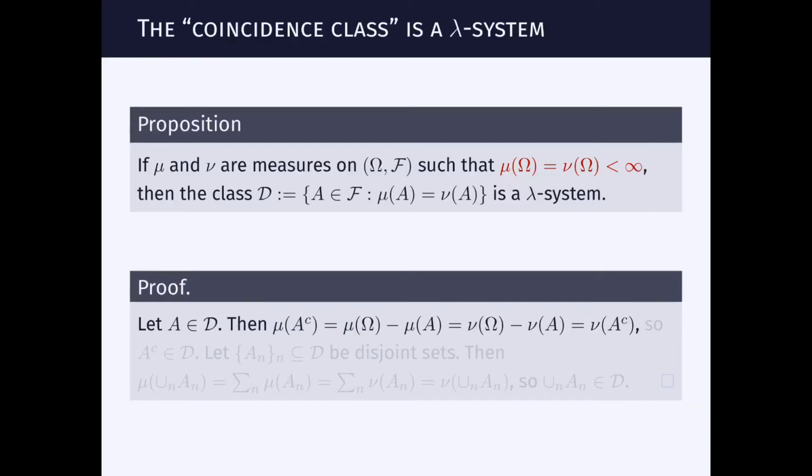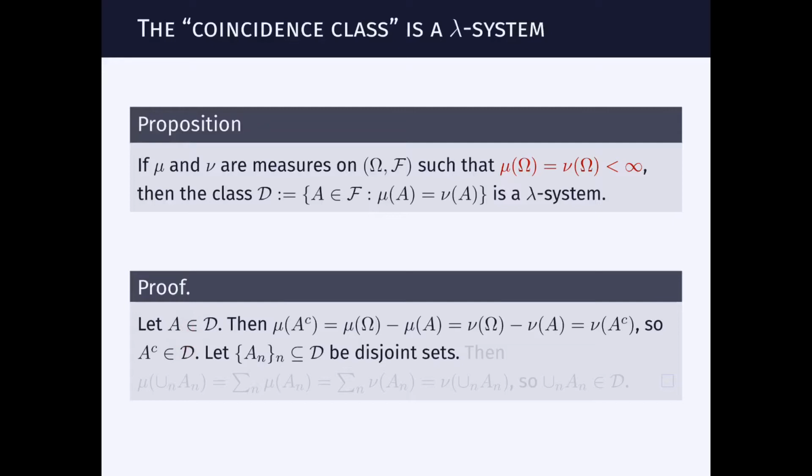And since mu and nu of omega are the same, we can replace this. And since we are assuming A is in the class, we can also say that mu of A equals nu of A. So this is the same as nu of A complement, which means A complement is in the class. So we checked the second property already.